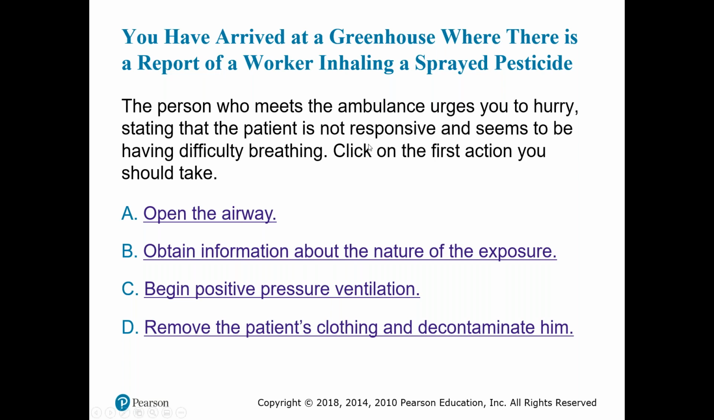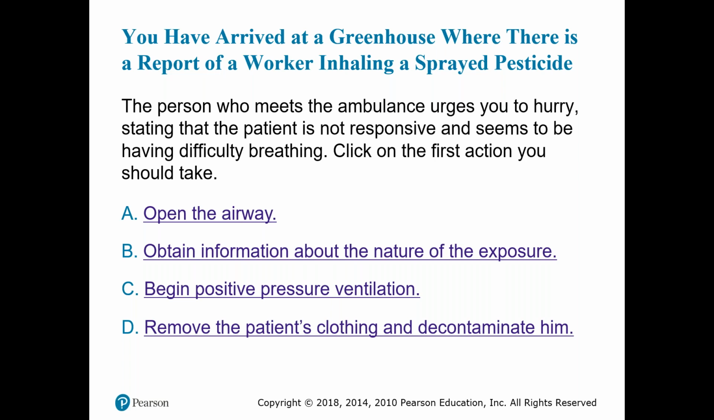All right, you've arrived at a greenhouse where there is a report of a worker inhaling a sprayed pesticide. The person who meets the ambulance urges you to hurry, stating that the patient is not responsive and seems to be having difficulty breathing. Click on the first action that you should take. So the first action is always going to be scene safety, but let's dive into the options. Open the airway. Again, that is diving into our ABCs. Obtain information about the nature of the exposure, begin positive pressure ventilation, or remove the patient's clothing and decontaminate him.